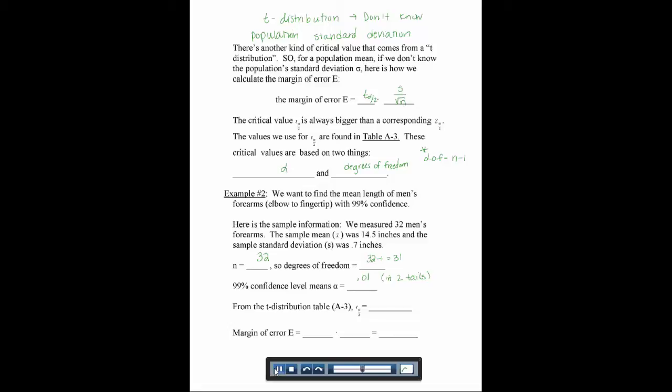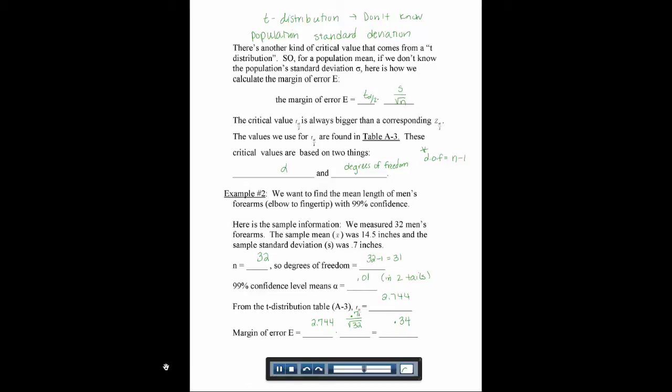And the t value we get from that chart is 2.744. So for the margin of error, we do t alpha over 2, 2.744, times s, the standard deviation, which was 0.7, over the square root of n, which was 32. If we multiply that out, we get 0.34. So that's our E value.